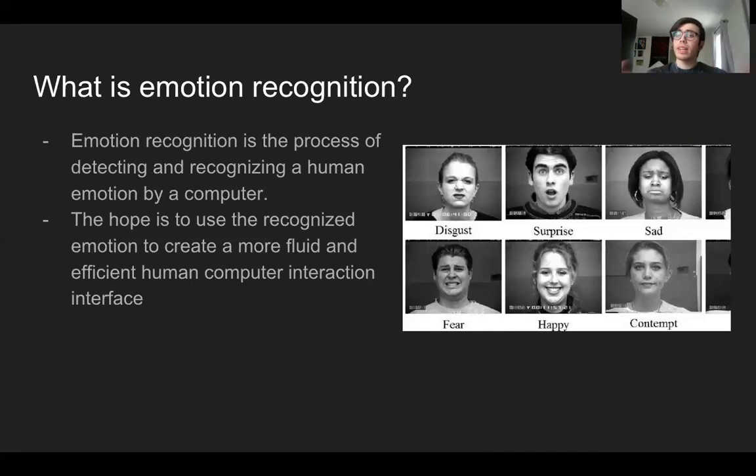So to start off, what is emotion recognition? Well, the technical definition is emotion recognition is the process of detecting and recognizing a human emotion by a computer. Now, the hope is to use the recognized emotion to create a more fluid and efficient human-computer interaction interface. So with this, if research progresses, we could have a plethora of new technologies that could leverage this technology for the betterment of humans. So examples are advanced tutoring systems, advanced recommender systems, mental health initiatives. So much could be done if this is implemented correctly and accurately, I should say.